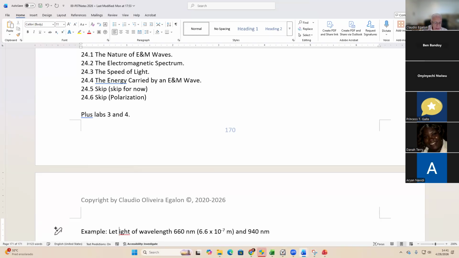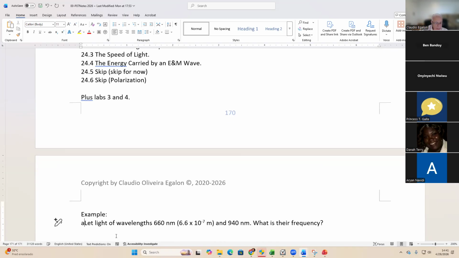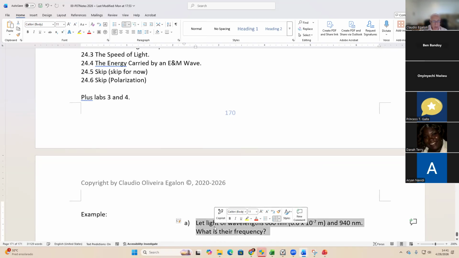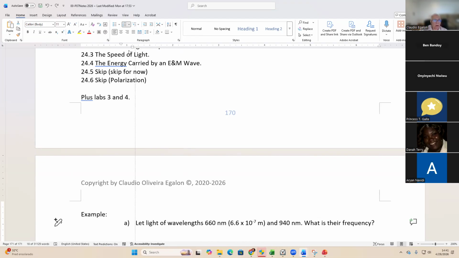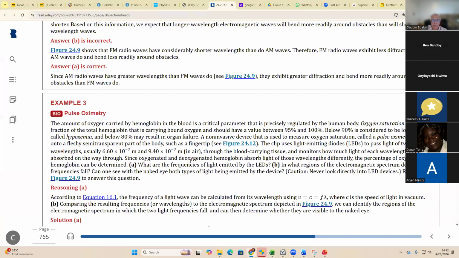Light of wavelengths. What is their frequency? Example A. Okay, what's the next? B. In what regions of the electromagnetic spectrum do the two frequencies fall? Already told you, right? This one is in the red, this one is the infrared.